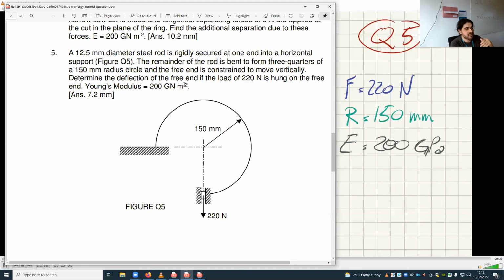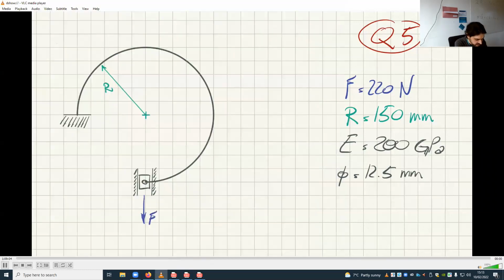We have a 12.5 millimeter diameter rod. So we have the diameter phi is 12.5 millimeters. So we can easily find EI, say, if needed. We can find EA if needed. That's very easy. That's it. There you go. So I can take this down and concentrate on this.